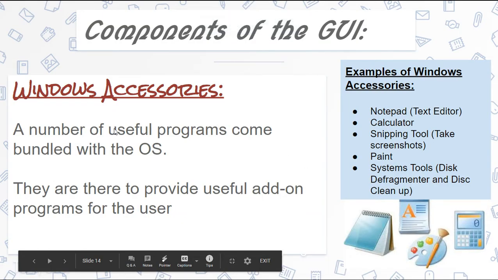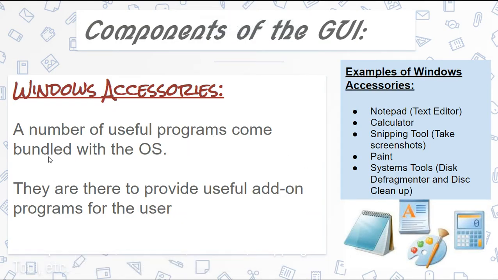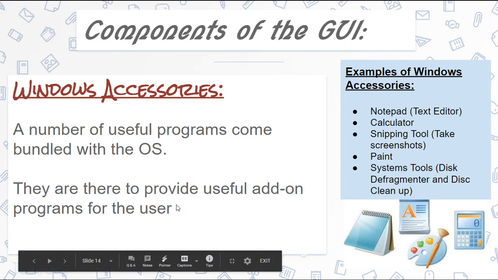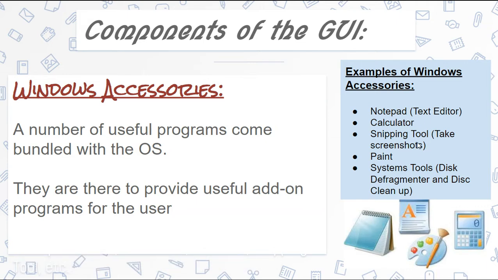Windows accessories are a number of useful programs that come bundled with the operating system. They're installed already on there for you. They are there to provide useful add-on programs for the user. So you'll get something called Notepad. We'll use that possibly a little bit later towards the end of the year. Calculator, snipping tool to take screenshots, Paint, system tools including disk defragmenter and disk cleanup.